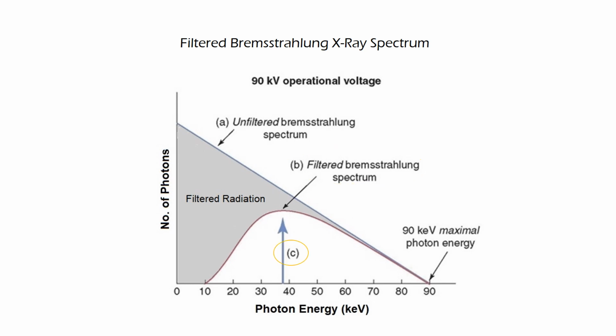The vertical arrow, C, indicates the average energy of the spectrum, which is typically 1/3 to half of the maximal energy, dependent on the amount of added filtration. Now let us see how this plot of the X-ray spectrum is affected with the contribution of the characteristic radiation. The filtered spectrum of Bremsstrahlung with characteristic radiation.